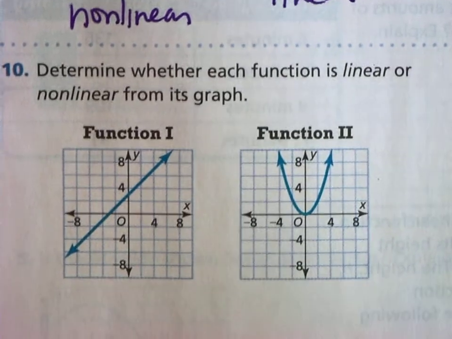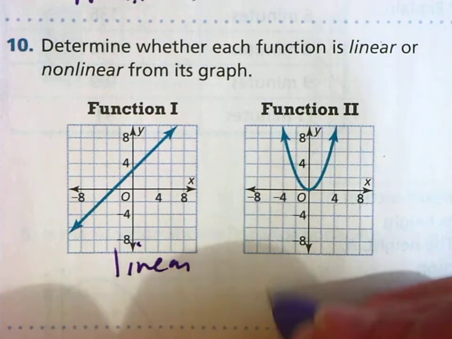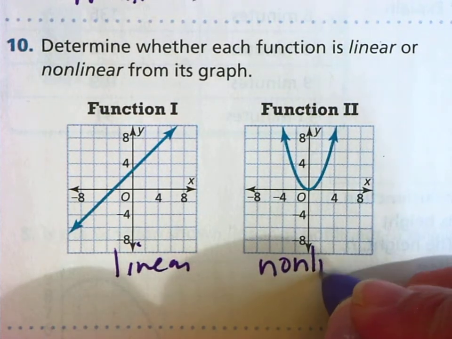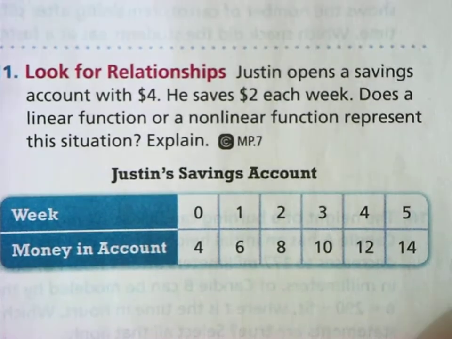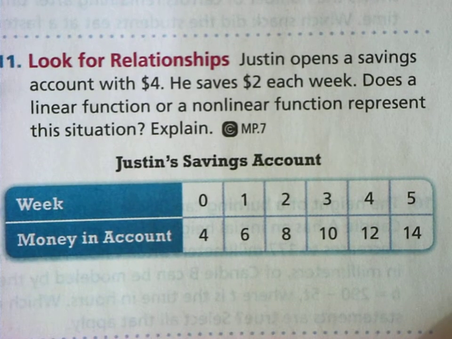Okay, so let's look at the next one. Determine whether each function is linear or nonlinear. Okay, folks, this is easy. Straight line means linear. Curved graph means not linear, non-linear. Okay, let's look at this one. Justin opens a saving account with $4. He saves $2 a week. Does it represent a linear or nonlinear function?